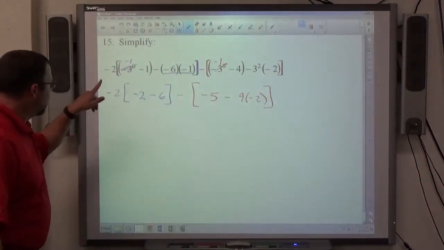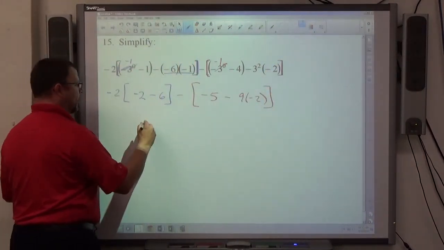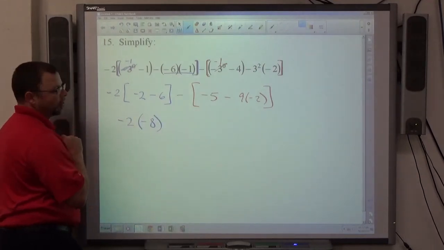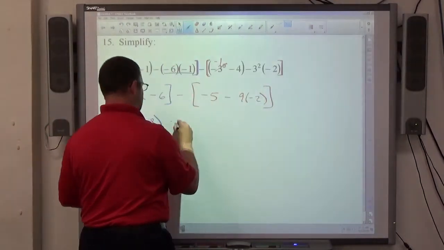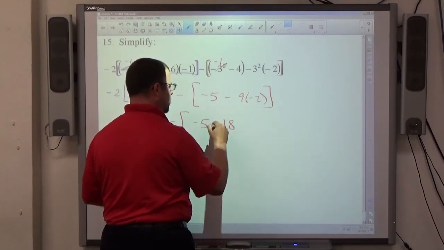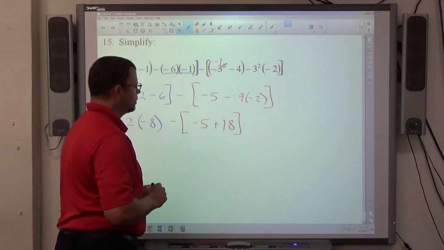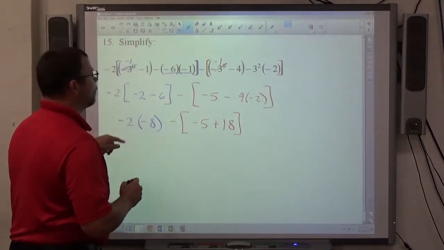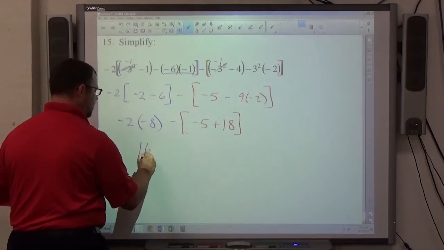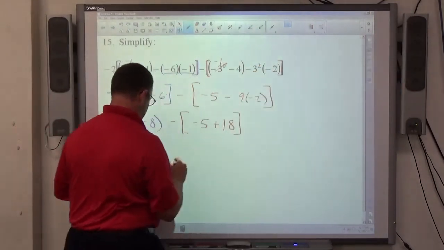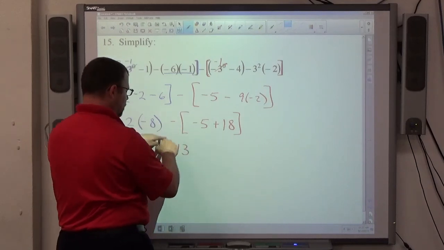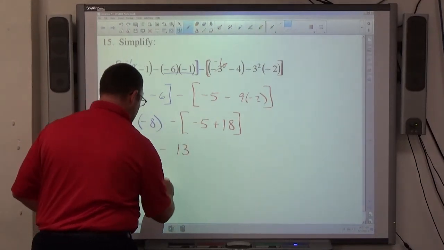Continuing on. Inside this bracket, minus 2 minus 6 is minus 8. Addition because the signs are the same. Negative because 6 is bigger. In this bracket, 9 times 2 is 18. It'll be positive 18 because of opposite signs. And then finally, up with the blue stuff, negative 2 and negative 8 make positive 16. Negative 5 plus 18 makes positive 13, but that's being subtracted. 16 minus 13 equals 3.